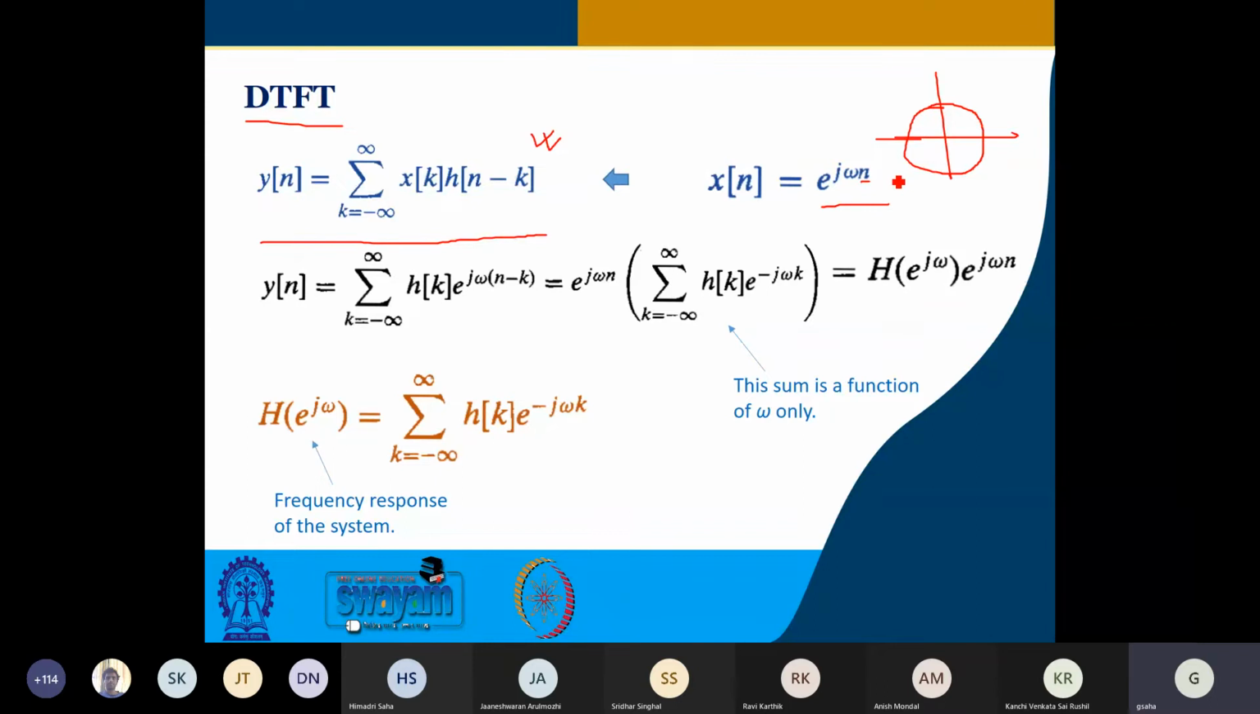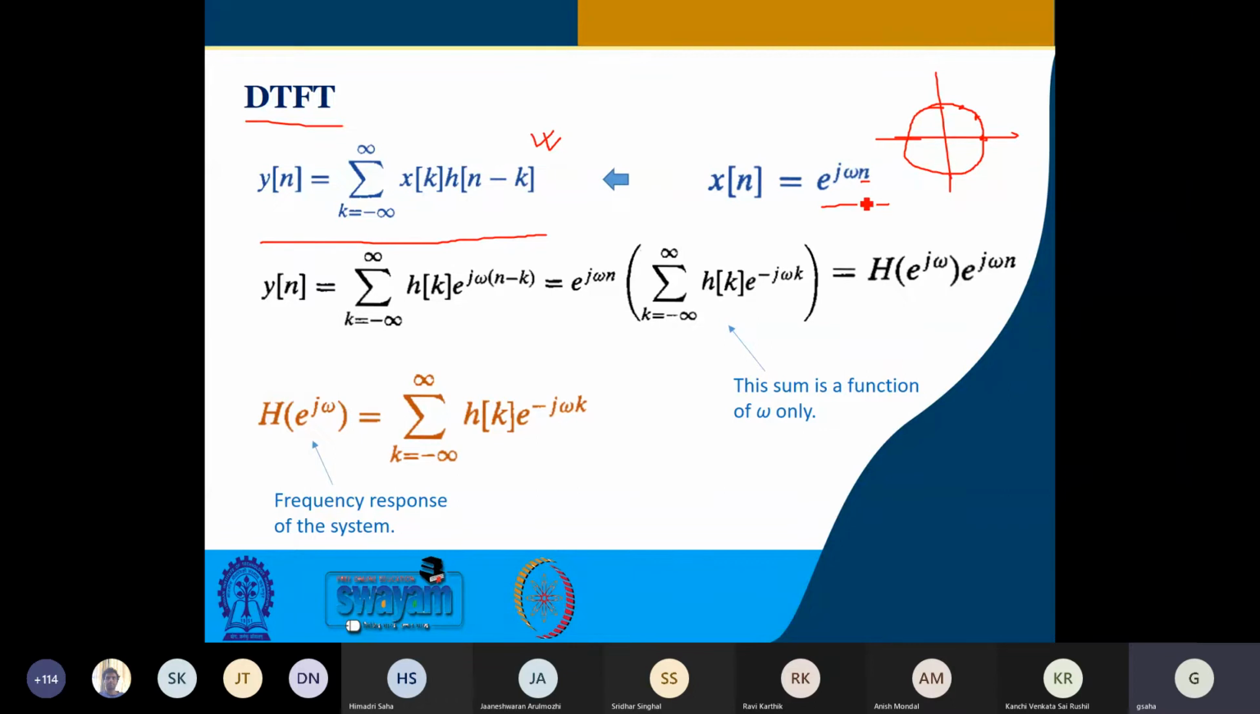So basically this e to the power j omega n, as you have correctly said, is a complex quantity, right? And in the complex plane, depending on the value of omega, you have n equal to 0 here, n equal to 1 over here, n equal to 2 over here. So there will be different points, and its projection on the real axis is cos omega n, and whatever projection you get on the imaginary axis is j sine omega n.